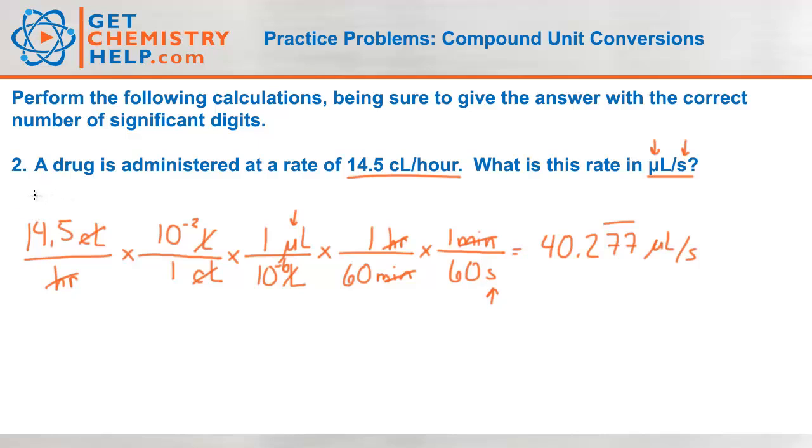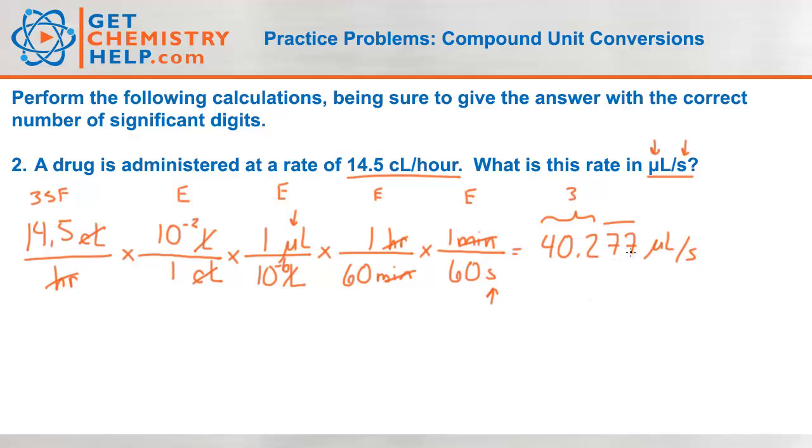Well, the original measurement, this one has 3 sig figs. How about this one? Well, liters to centiliters, that's exact. I'll just put E. Microliters to liters, those are metric to metric, so that's exact. How about hours to minutes? Well, that one also has been defined as exactly 60 minutes in an hour, so that's exact. How about minutes to seconds? Also been defined, so that's exact. So we started with 3, the rest were all exact, so the answer is going to have 3.